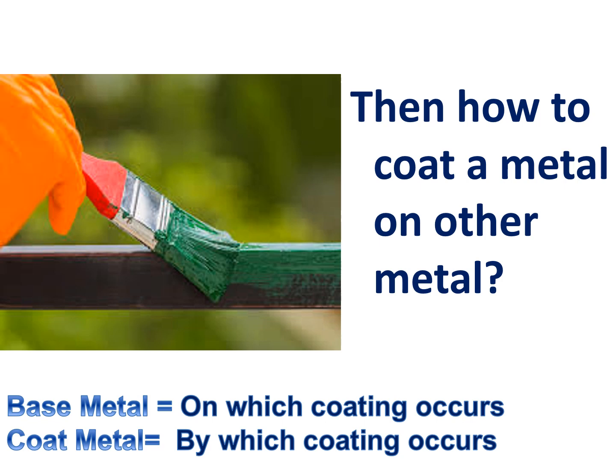Okay, going to the next slide, just remember that base metal means the metal on which coating occurs. Here the iron metal is the base, so this metal is called the base metal, on which we are going to coat something else. The metal by which we make the coating is called the coat metal. These two terms are very important, and they will come up frequently in the next slides.